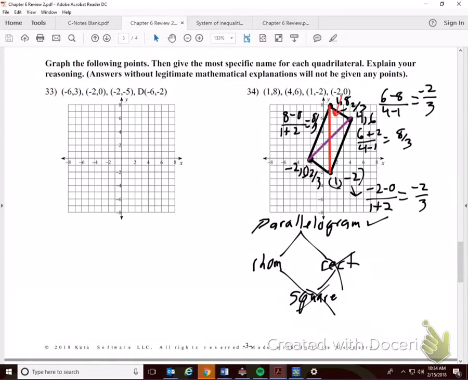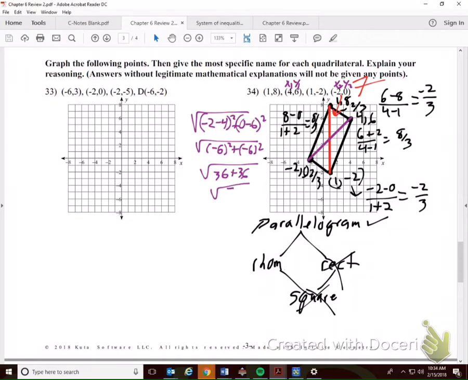So I want to draw these out, and I'm going to actually work on the distance formula here. Because how we tell whether or not something is a rectangle is to make sure that their diagonals are congruent. So we take negative 2 minus 4 squared, plus 0 minus 6 squared. That gives us 36 plus 36 or square root of 72. That gives me 6 radical 2.